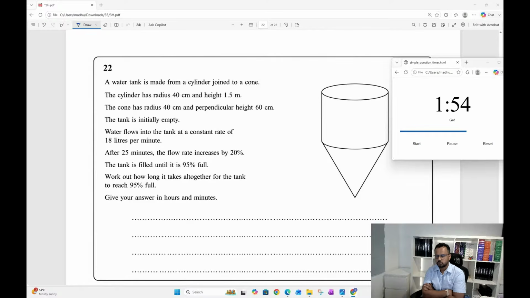Last question, guys. Try this one. Send me the answer in the chat. Yeah, I'd like to see. Cone is 1/3 pi r squared h. Volume of a cone is 1/3 pi r squared h. Let's do this.